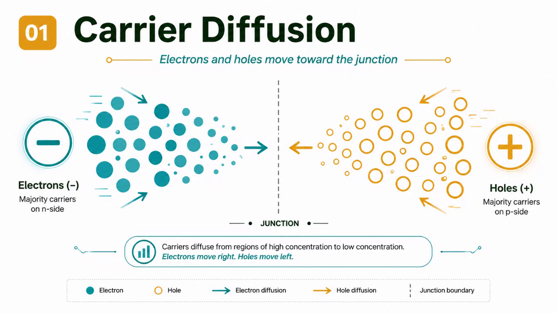The excess free electrons on the N side immediately rush, or diffuse, straight over to the p side. At the exact same time, the excess holes on the p side rush over to the N side. But remember, the impurity atoms themselves are physically anchored in the crystal lattice.